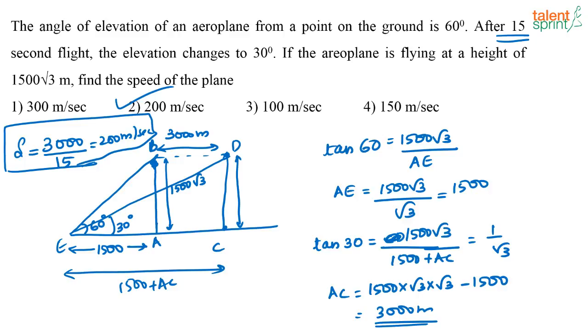Correct answer is option 2, 200 meters per second. Siddharth, clear, no? It's not 100, Siddharth. Here the length of this distance, you have got this as 3000. Time taken is 15 seconds. So 3000 divided by 15 is equal to 200 meters per second.